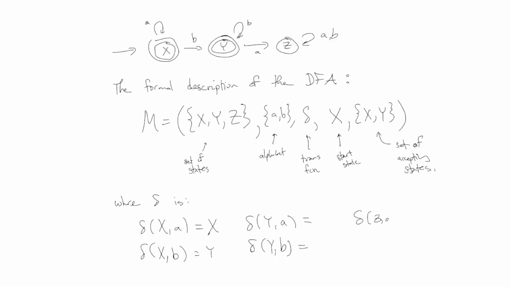Delta of Z and A. Delta of Z and B. So delta of Y and A is Z. That's because from Y, the A arrow goes to Z, so that's Z. Delta of Y and B is Y. Delta of Z and A is Z, and delta of Z and B is Z.